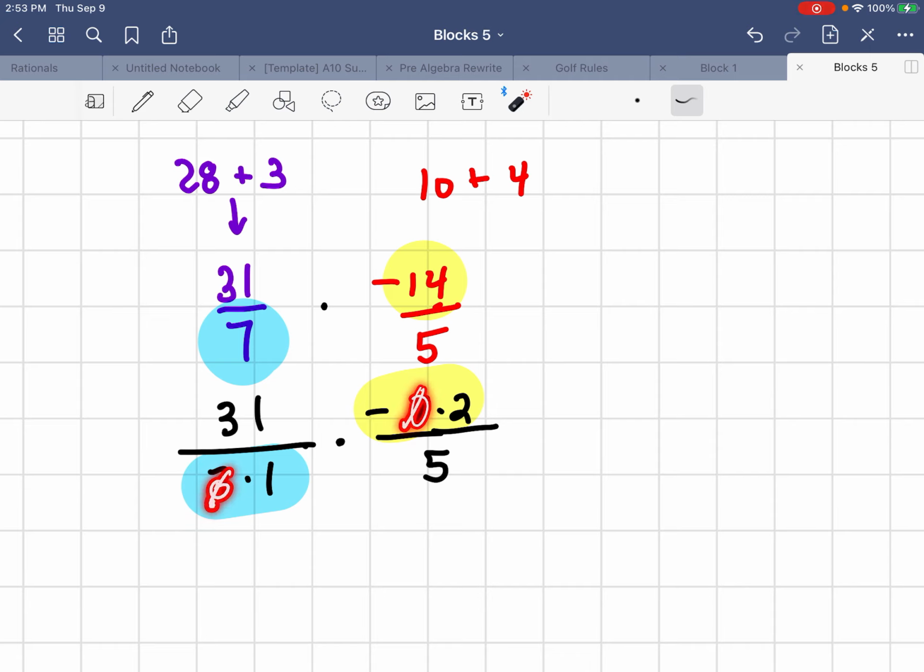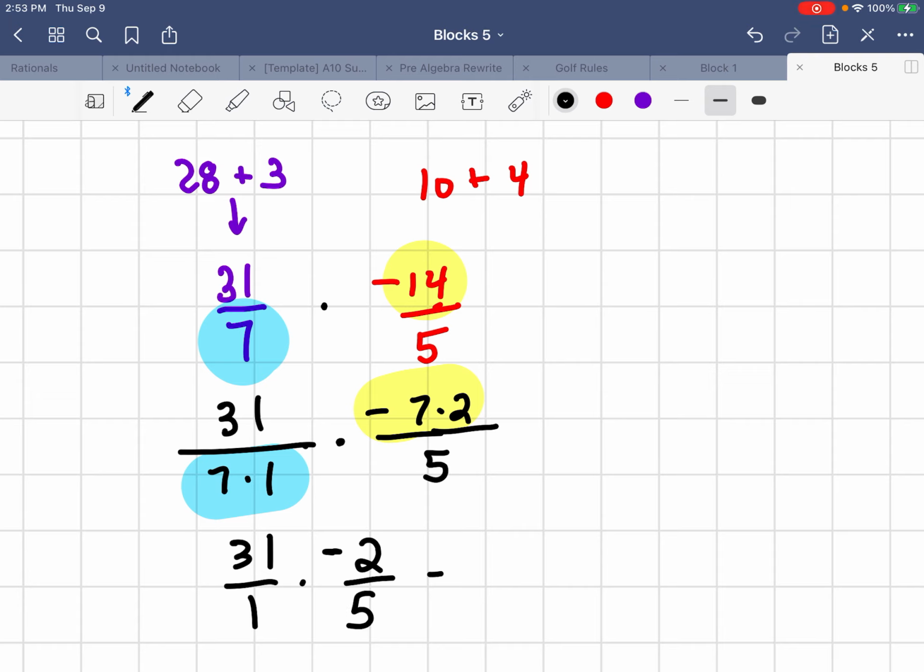A shortcut to do this is just to divide each of these numbers by 7 and replace the values. So on the first, we have 31 over 1. And on the second, the negative stays, the 2 stays, and the 5 stays. Once we get to the reduced version of the multiplication, we're going to multiply across. So it's 31 times 2, which is 62, and 1 times 5, which is 5.